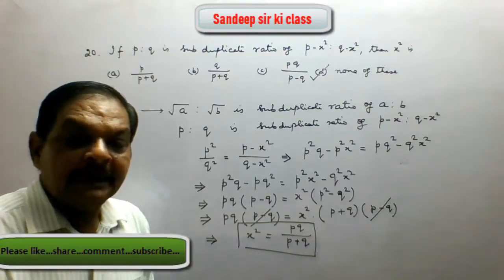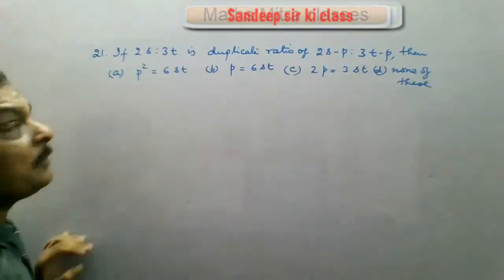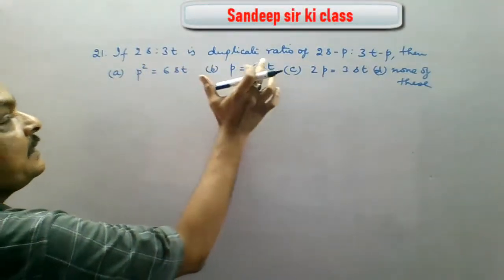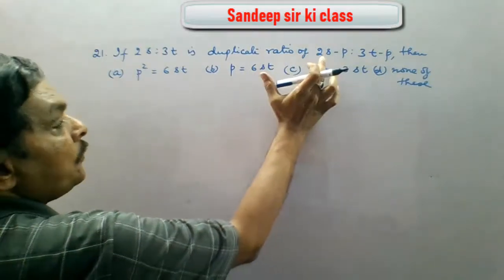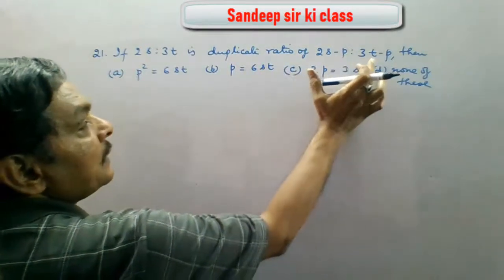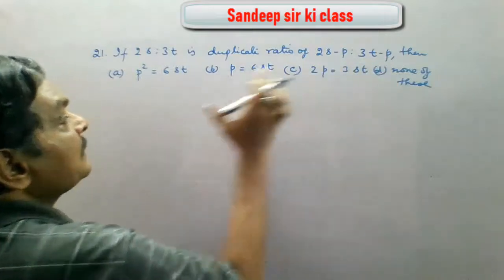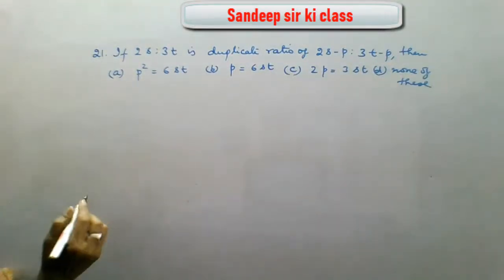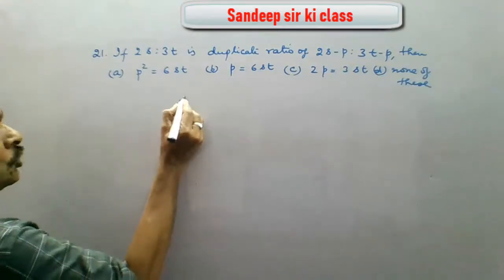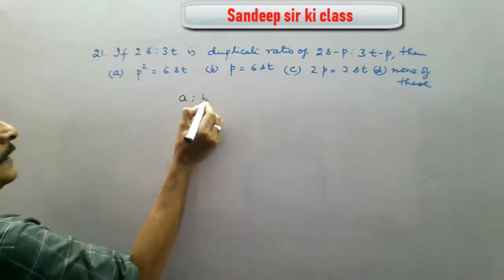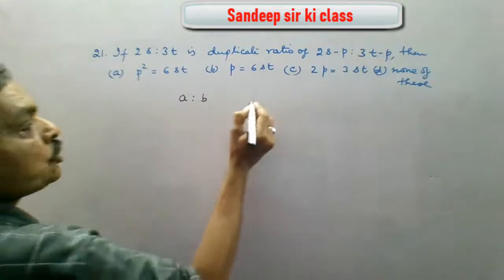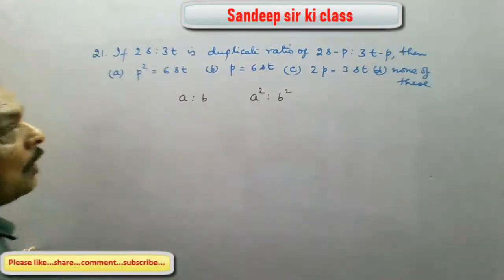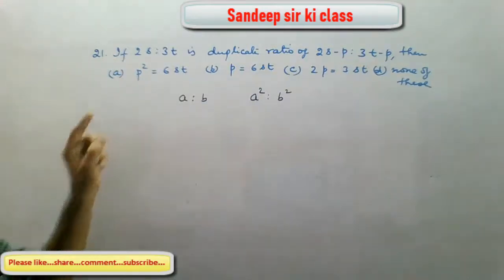Now we will see the next problem. Question number 21: if 2s is to 3t is the duplicate ratio of 2s minus p is to 3t minus p, then which of these is correct? Now we know that if the ratio is a is to b, its duplicate ratio is a square is to b square. Now read the question again.